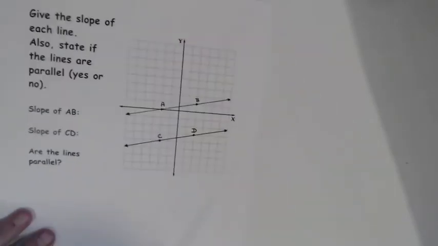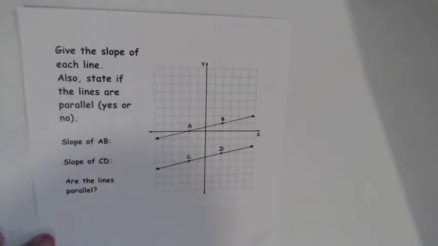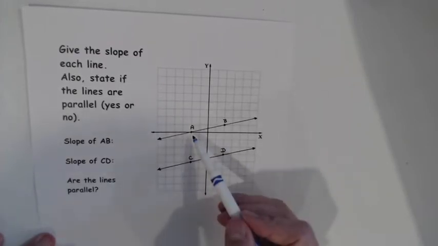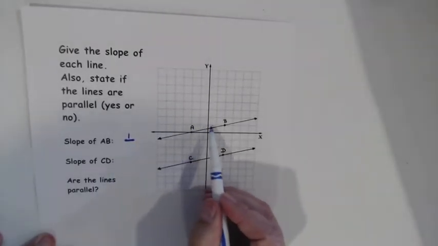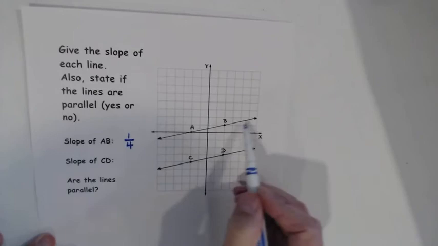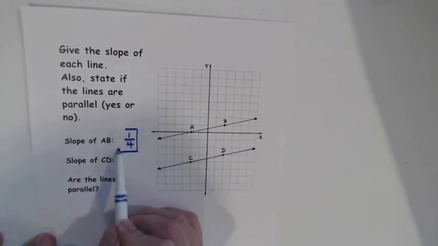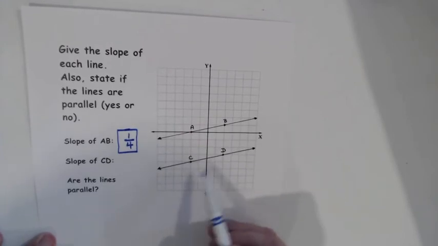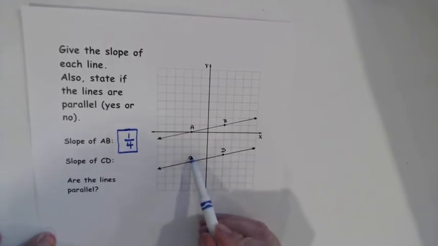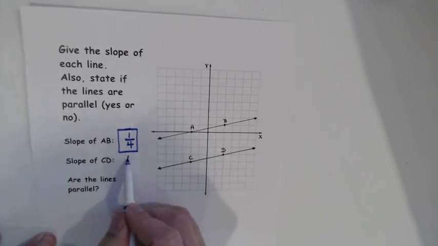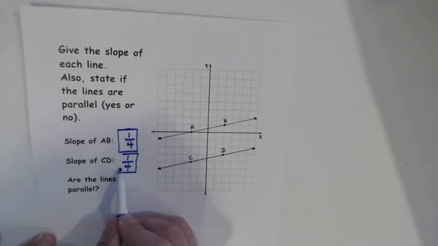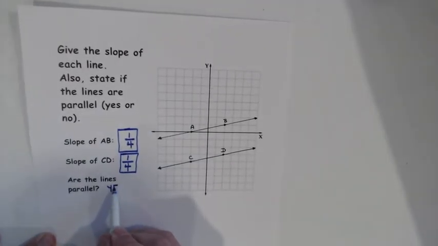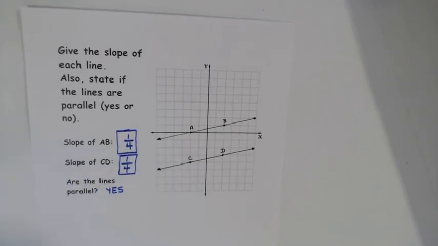One more example. Let's try this one. I need to find the slope of AB. Start with A, go up 1, over 1, 2, 3, 4. That's going up. Slope of 1/4. Let's find the slope on this one. Start with C, go up 1, 1, 2, 3, 4. Go up 1, over 4. It's going up. Are the lines parallel? Yes. Why? They have the exact same slope. So for lines to be parallel, they have to have the exact same slope.